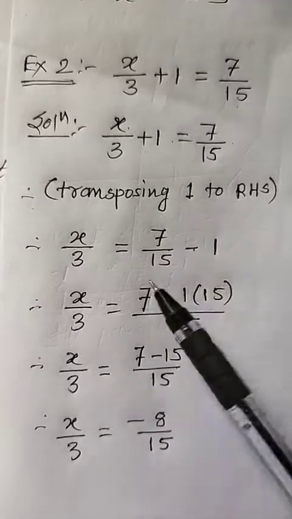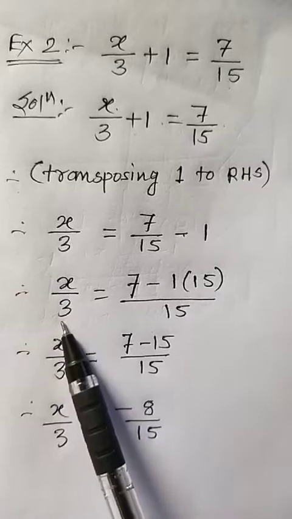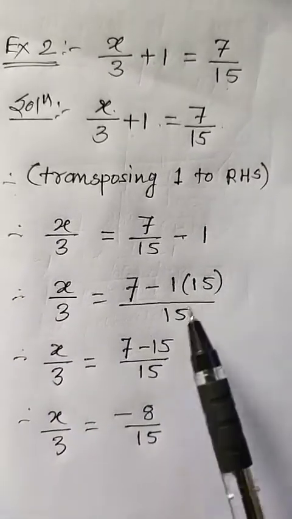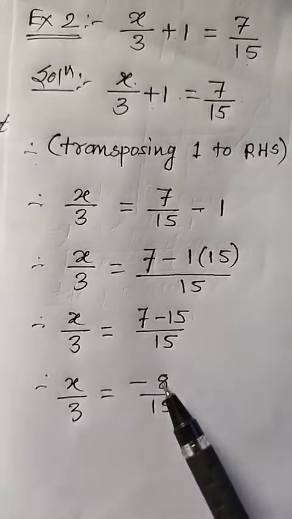We take the cross multiplication. So 1 into 15 equals 15. The left hand side will be as it is. Then 1 into 15 equals 15. So we get 7 minus 15, and that becomes minus 8 by 15.